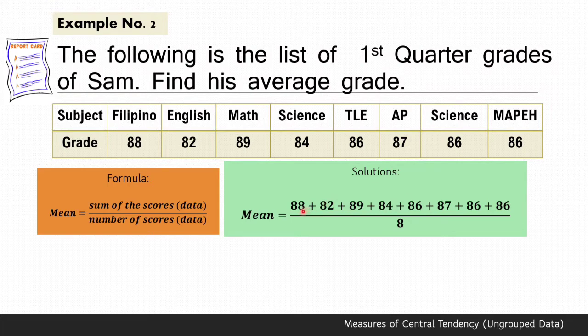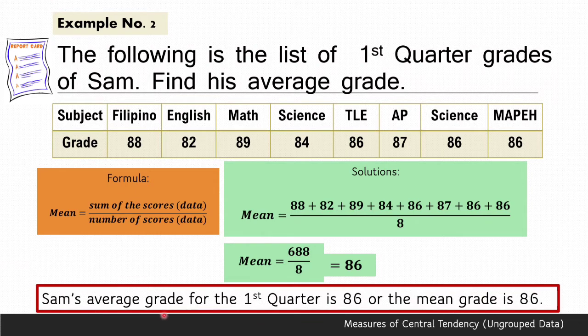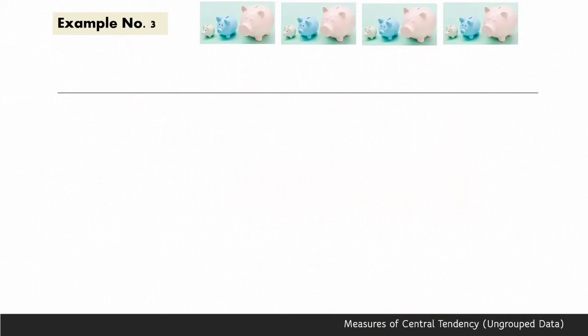So anyways, we have to add them all and we have to divide the grades by 8. Why 8? Because there are 8 subjects or 8 grades here. Okay, you get it? So we will get 688 as the total grade. And then we divide it by 8. We will get 86. Yes, it's flat 86. So therefore, Sam's average grade for the first quarter is 86, or his mean grade is 86. You get it? Nice! Example number 3.